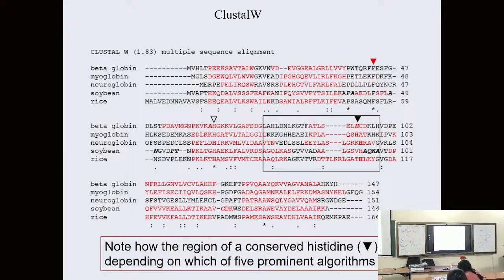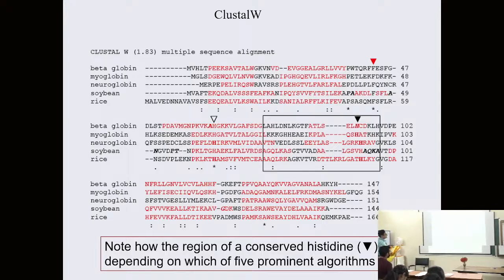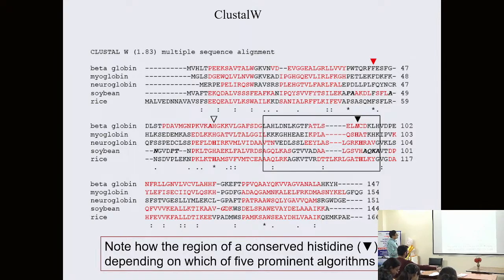But if you look at the other histidine, it got aligned in beta globin and myoglobin, but it is not so with neuroglobin, soybean globin, and rice globin. It is offset by one residue, right? Can you see that? Histidine, histidine, but then this one is in the next column, and this is also the next column. So they are all not aligned in one column.